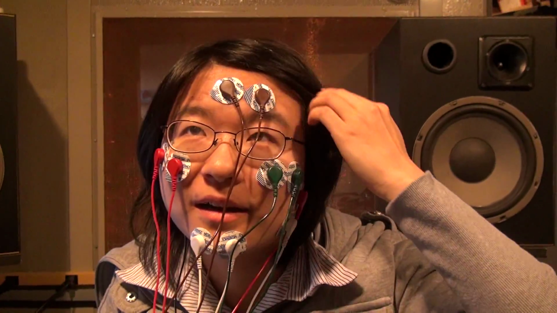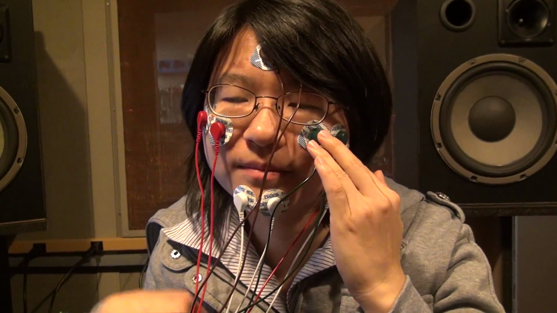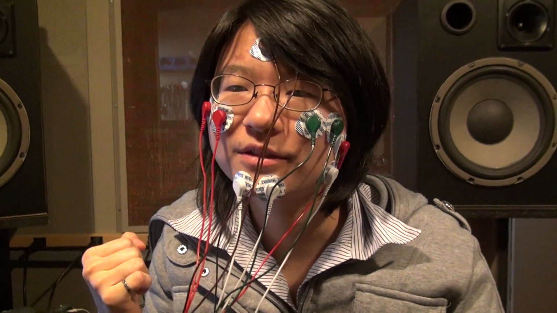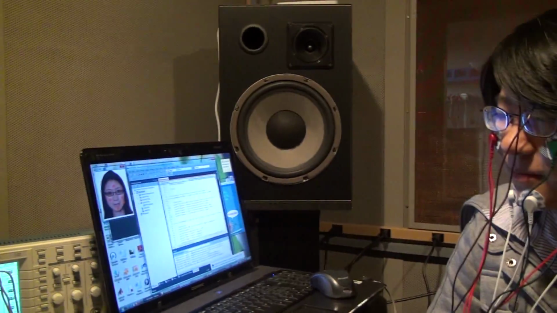So for the brow, the chin, the jaw, and the two sides of the cheek, these four correspond to up, down, left, and right, whereas the jaw would do the clicking. Moreover, we have one electrode for the ground signal, and these are two in pairs because they are differential EMG signals.